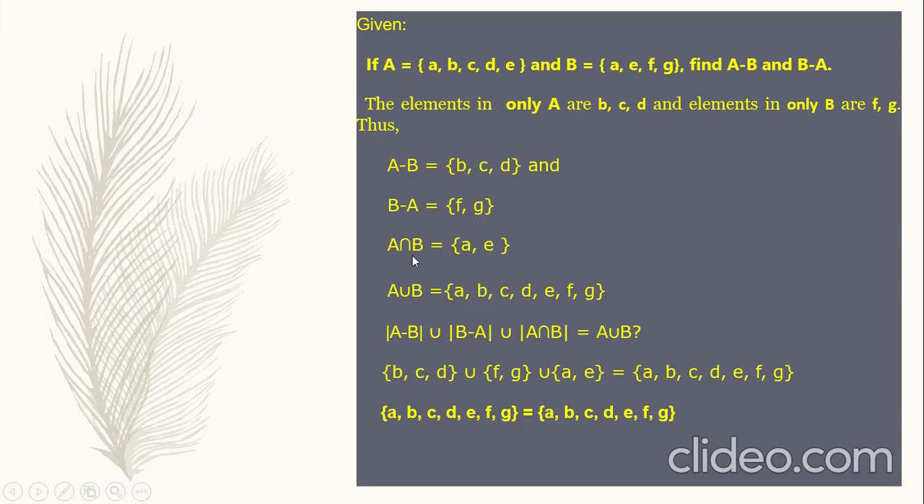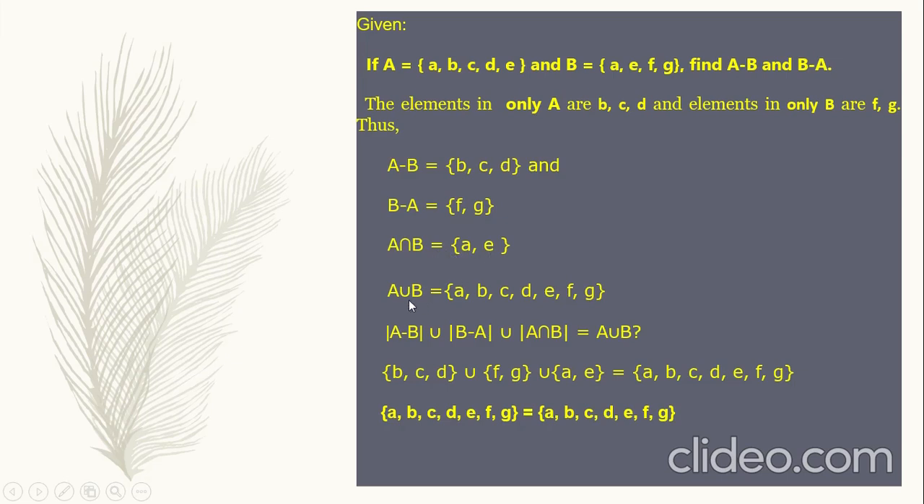Let us also find the intersection of A and B. When we say intersection, it means to say these elements are the common elements of both sets, or these two sets are joint sets. Okay? So, again, looking at the elements of the sets. The common elements in both sets are E and A.